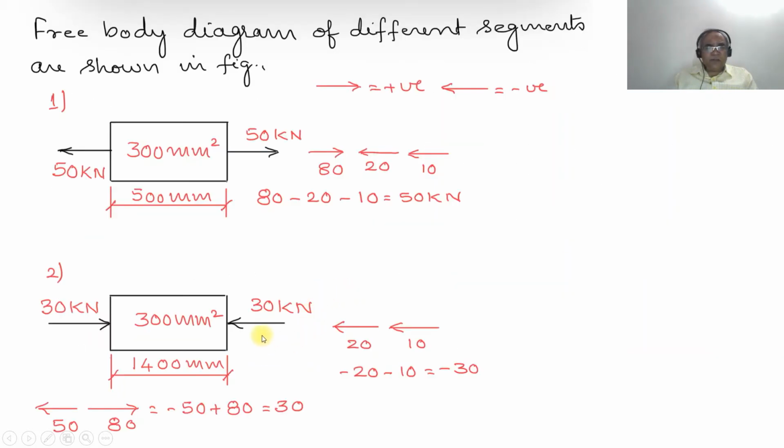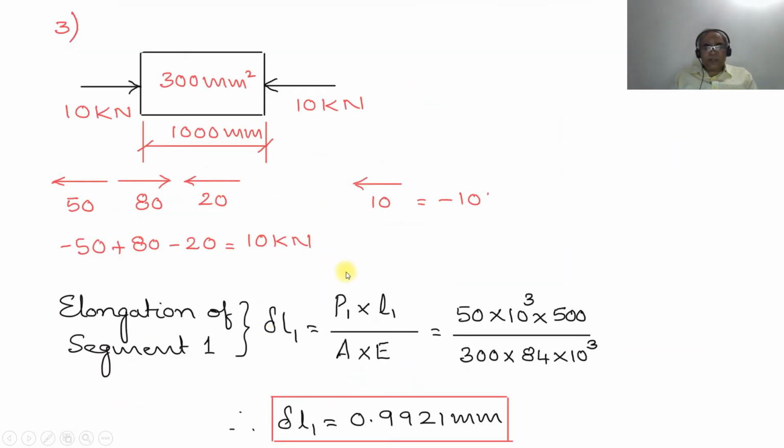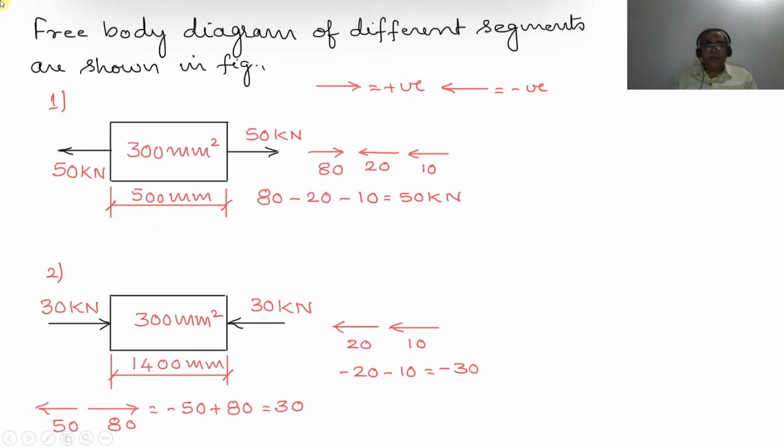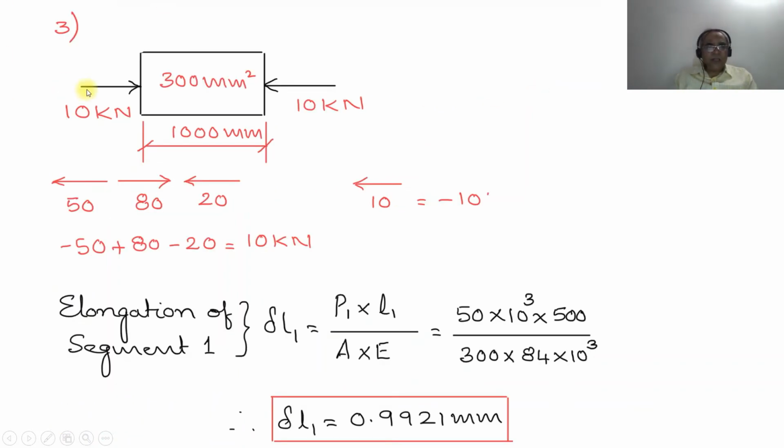According to the sign convention, the load acting towards the right side is considered to be positive and the load acting towards the left side is considered to be negative. So according to this, we have minus 50 plus 80 minus 20, which is going to be 10 kilonewton.